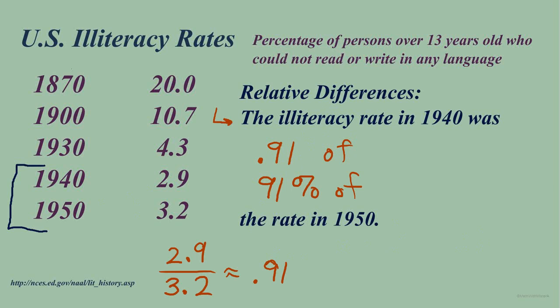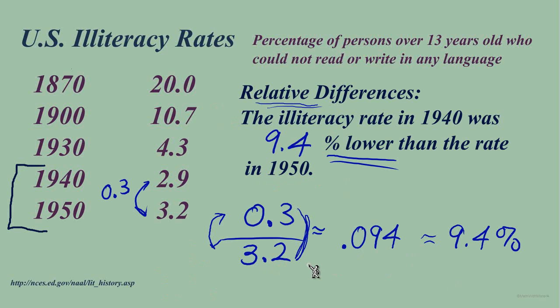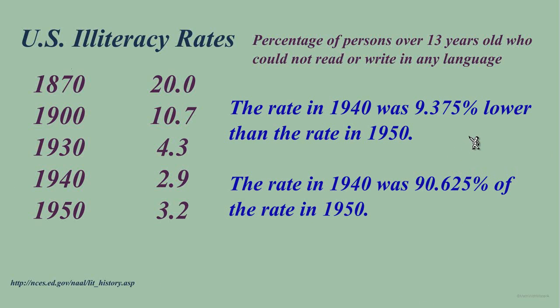I want to quickly redo these two calculations to keep a few more decimal places. This one was actually 0.90625 exactly. And this division, what percent lower, was actually 0.09375 exactly. And these two statements illustrate a concept that we've seen before. We're looking at a decrease of 9.375% on this sentence, and this is that we're talking about being 90.625% of the rate in 1950.